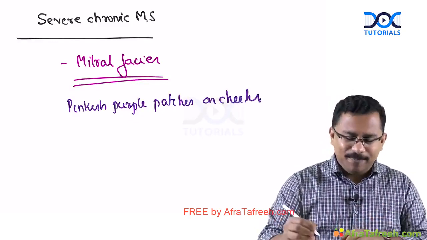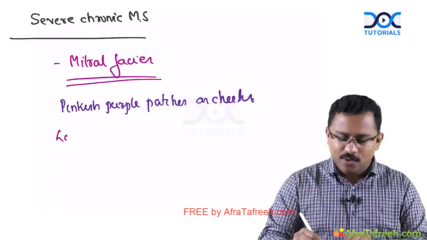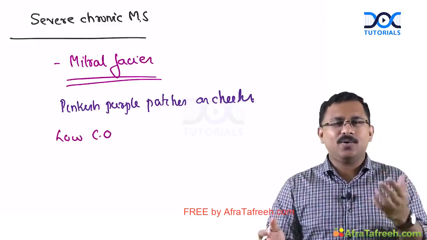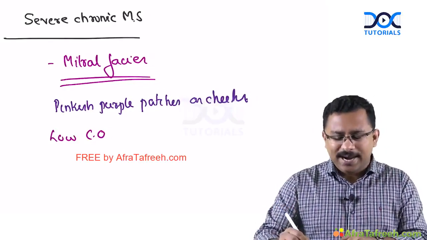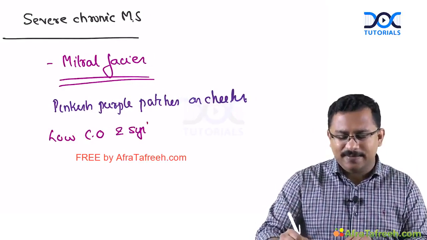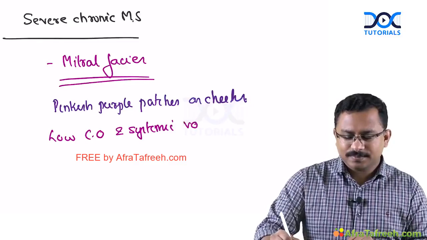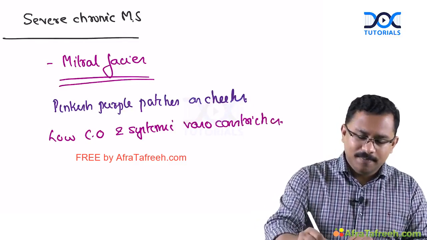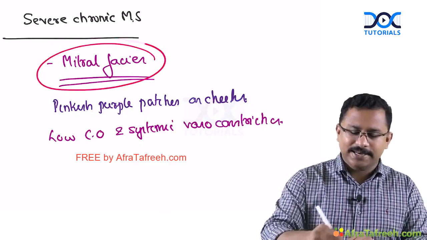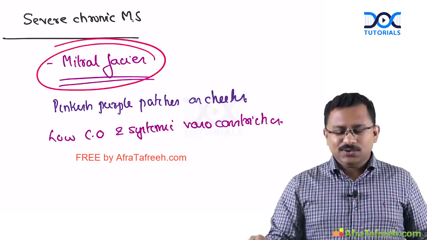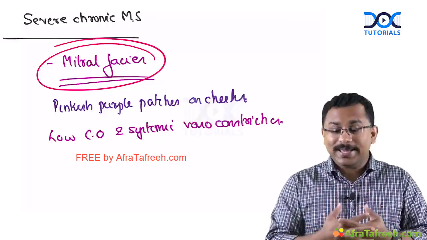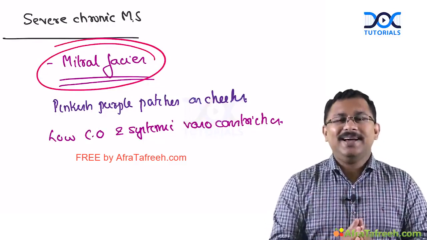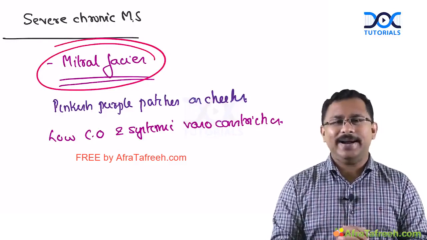Now, why does this happen? It is because of a low cardiac output. That is quite obvious, as this occurs only in severe MS. So low cardiac output and systemic vasoconstriction can result in mitral facies. You should keep this point in mind. I hope you are clear with the examination findings in case of mitral stenosis.